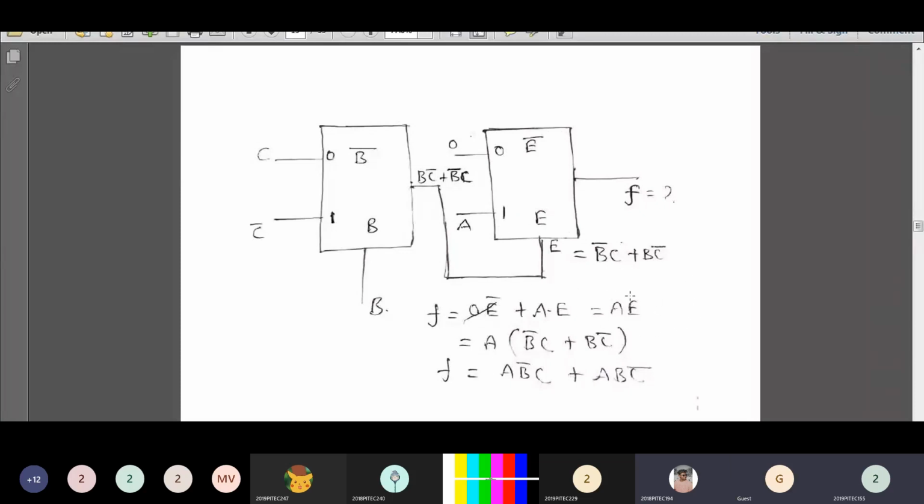Now you have to substitute the E value here. What is the E value? E value is nothing but the output of the first 2 cross 1 multiplexer, B bar C plus B C bar. That should be multiplied with the variable A. Then you will be getting your final answer. F is equal to A B bar C plus A B C bar. This is your answer.